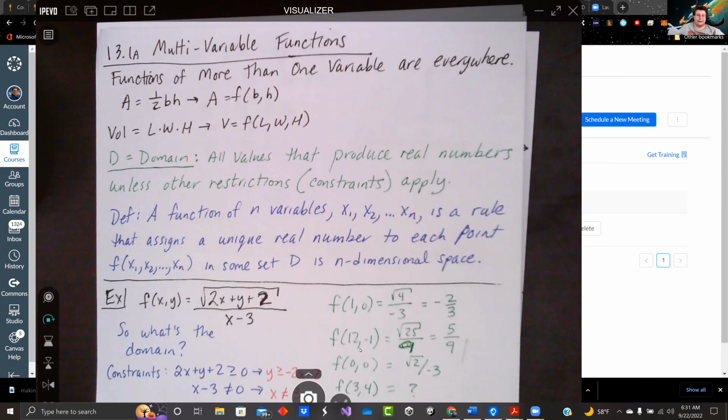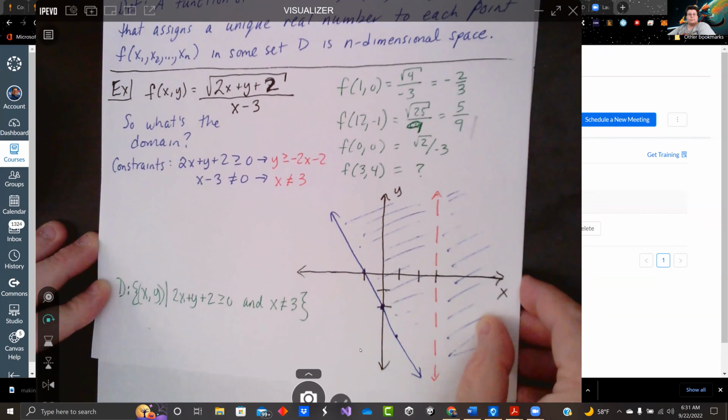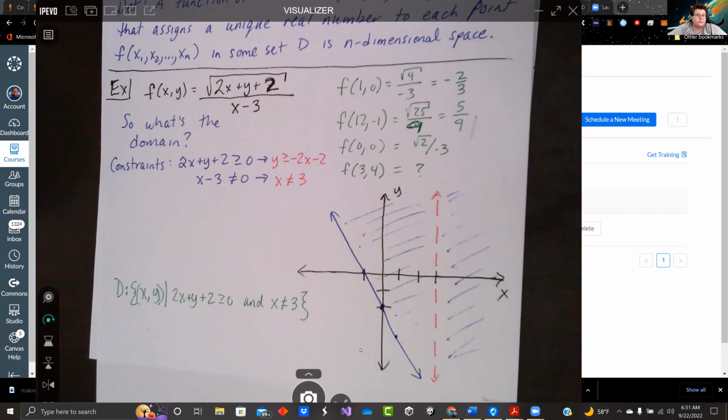So let's just take a look at an example here. If we say f of xy is the square root of 2x plus y plus 2 all over x minus 3, we could ask, first off, what's the domain? The constraints here: the denominator can't equal 0, so x minus 3 cannot equal 0. And for us to produce real numbers, we need the value in the radical to be non-negative, so greater than or equal to 0. So those are the two constraints we have.